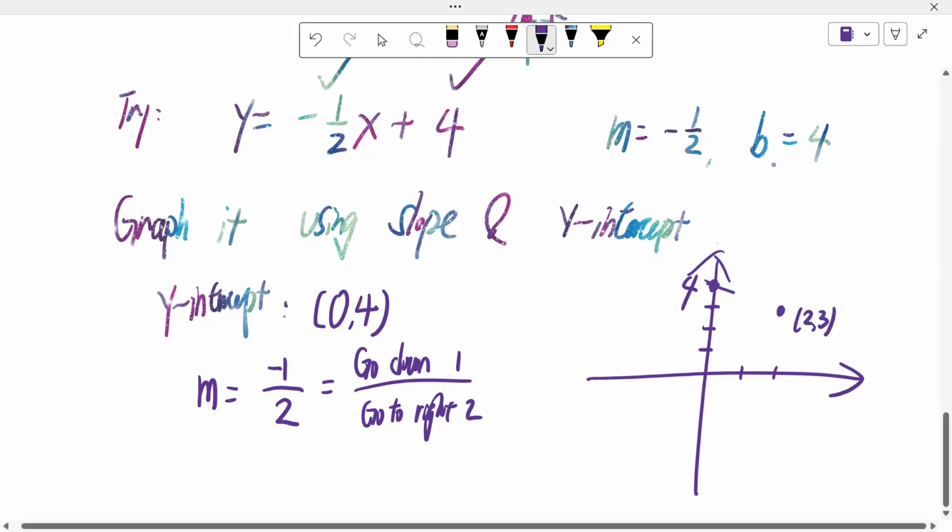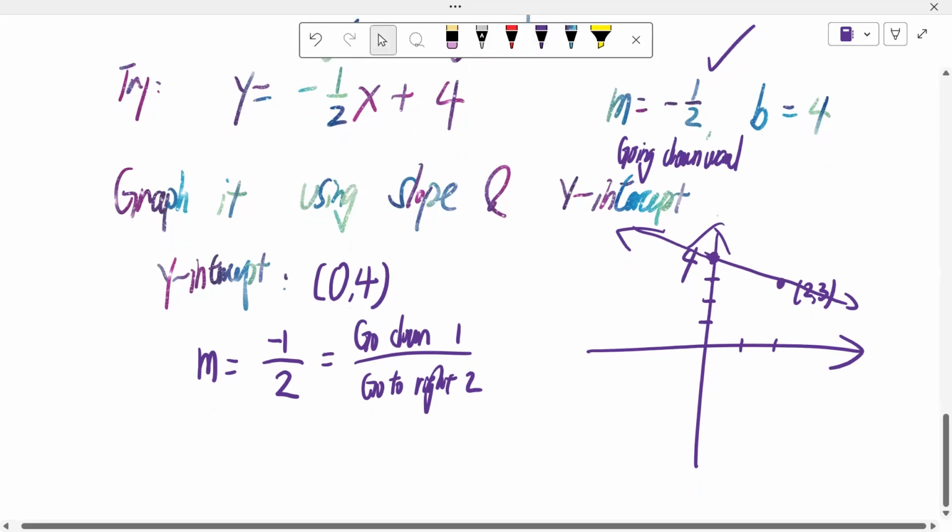Now you connect them, extending in both directions, and get a line. And as you can see, because the slope is negative, that means it's going downward. Slope negative means going downward, so it does match with the graph. Any question about this?